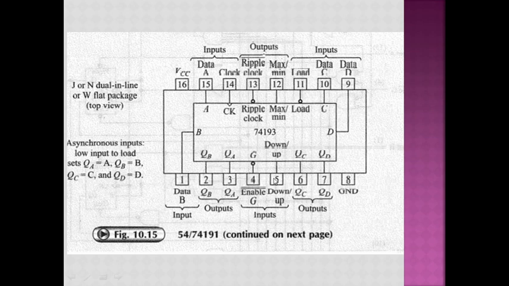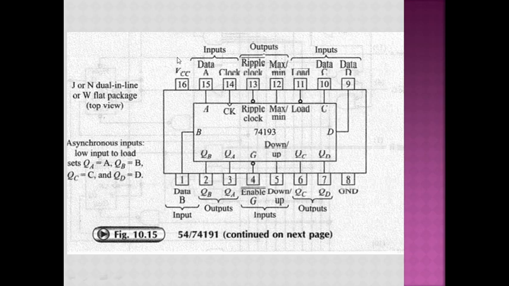Pin number 5 is for the clock input, so you can apply the clock here. Whether it is working in count up mode or countdown mode, the clock must be applied at pin number 5. And you can see that there is no bubble. It means that it changes state on the positive edge of the clock pulse.